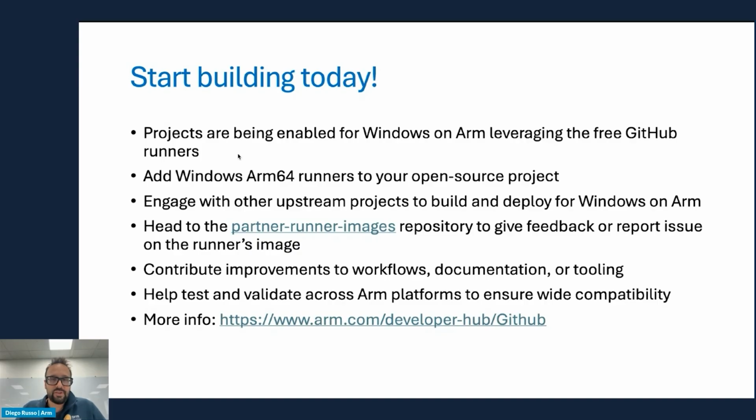If you have suggestions or run into issues, head to the Partner Runner Images repository. That's the central place for feedback, questions, and improvements to the image itself. And if you are in a position to contribute, whether it's a CI configuration, documentation, or validating builds across ARM platforms, your contribution can really accelerate support and stability across the ecosystem.